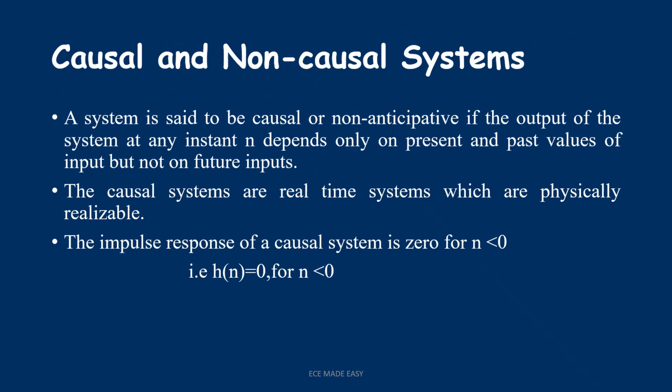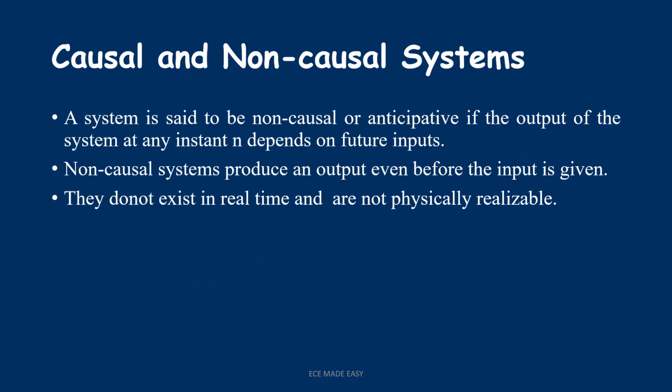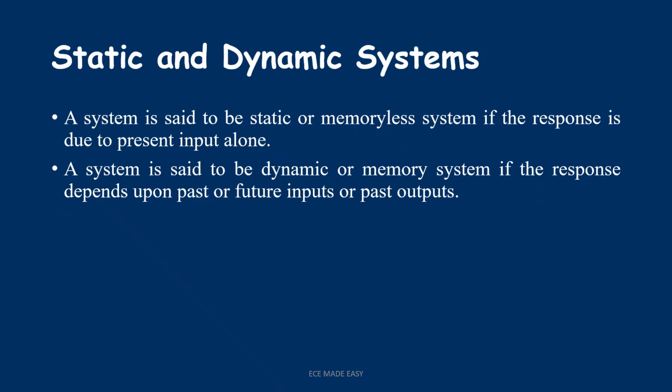Coming to the causal and non-causal system. A system is said to be causal if the output of a system at any instant of time depends only on present and past values but not on future values of input. This system we call a causal system. In other words, the impulse response of a causal system is 0 for n less than 0, that is, h of n equal to 0 for n less than 0. So the causal systems are the real-time systems which are physically realizable, whereas the non-causal systems are not physically realizable. This is the causal and non-causal systems.